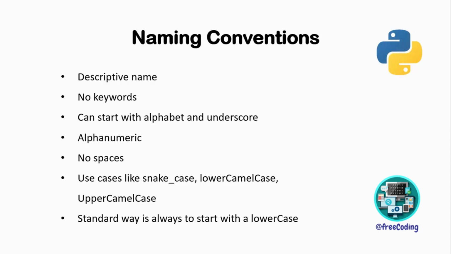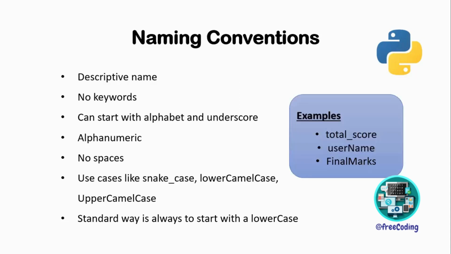So when it comes to variables, there are different standard ways that you need to follow for different definitions. For a variable definition, make sure you start with a lowercase letter and use lower camel case for variables. Snake case or upper camel case would not throw an error, but it would let you keep your variables unique from other definitions like functions and classes. Here are a few examples of how you could name your variable. You have total underscore score, that's snake case, and you have userName, that's lower camel case. That's the most standard way of writing your variable in Python. And you have FinalMarks, that's upper camel case.